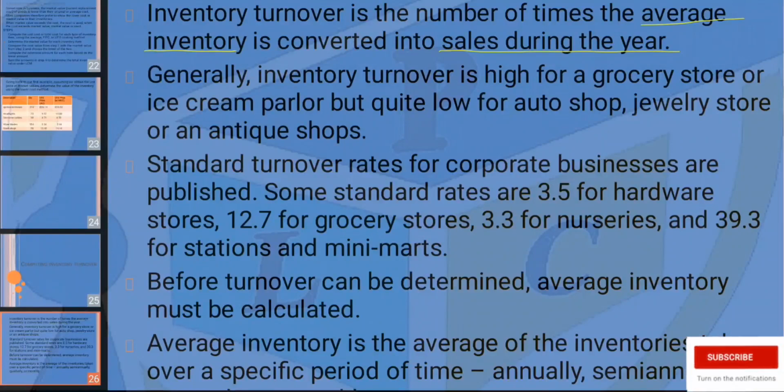So when it comes to hardware stores, we have 3.5. For groceries, most of the time you see 12.7, and 3.3 for other businesses that you can talk about.